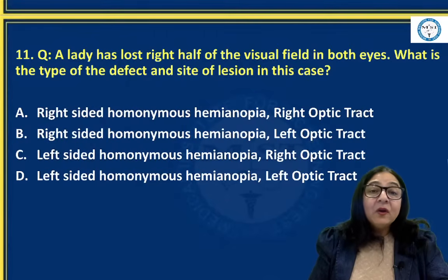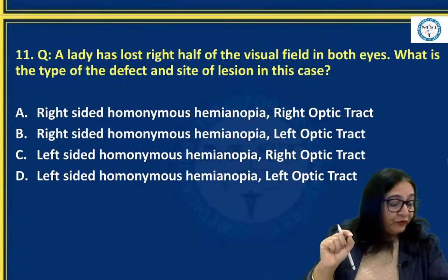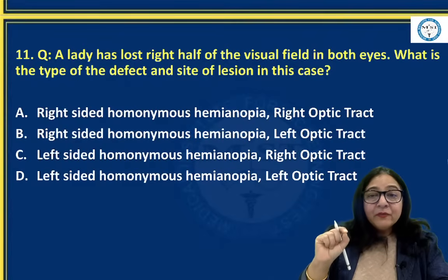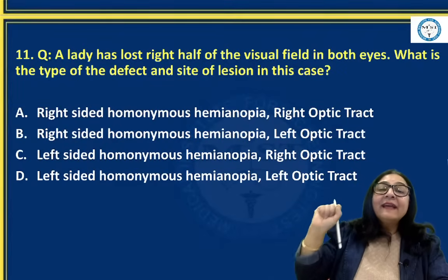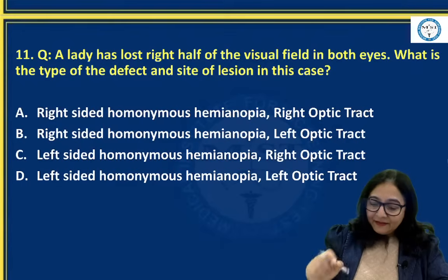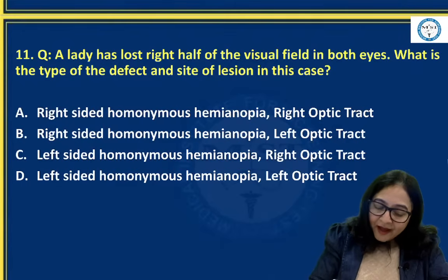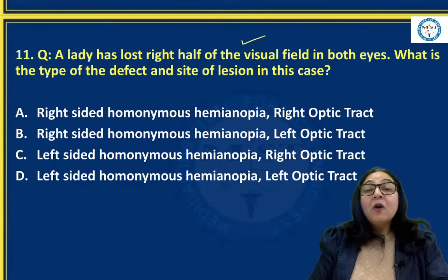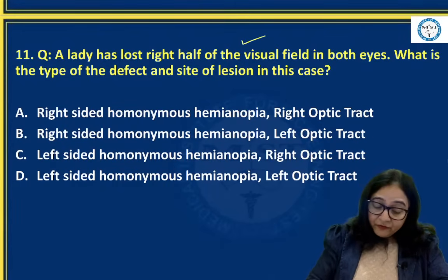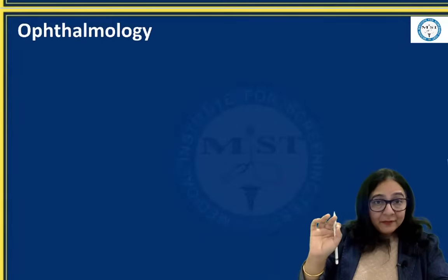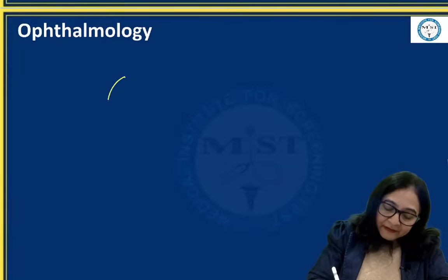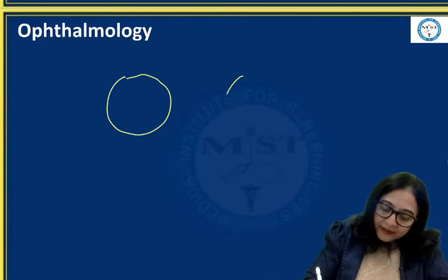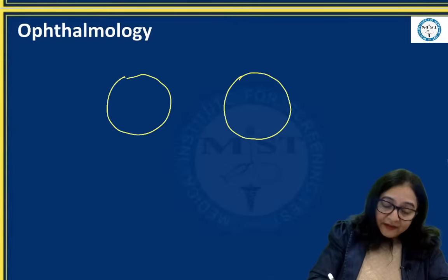A lady has lost the right half of the visual field, the right half of the visual field in both eyes. What is the type of the defect and site of lesion in this case? Okay, so the right half of the visual field is gone in both eyes. So first of all, whenever this kind of question statement is there and they have not shown you the visual field defect as such, try to find out what type of visual field defect they are talking about.